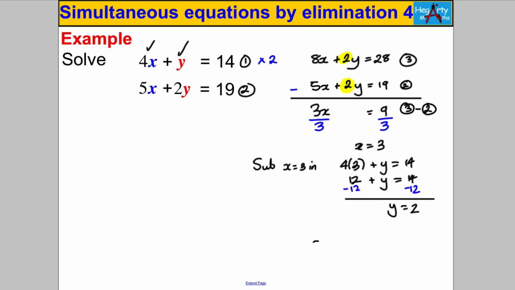And my answer, therefore, which I'll state, is x is 3 and y is 2. And we're done in that regard. Now, before we go on, let's check our answer.